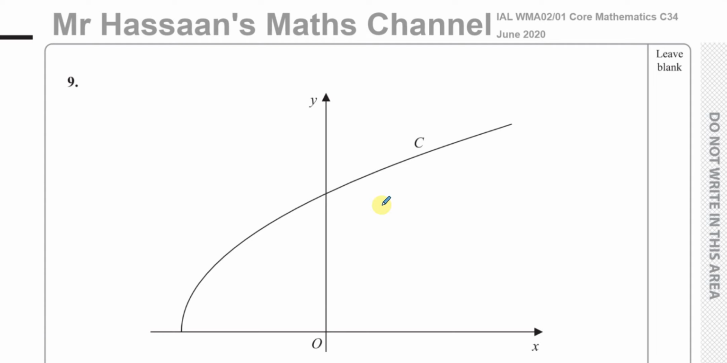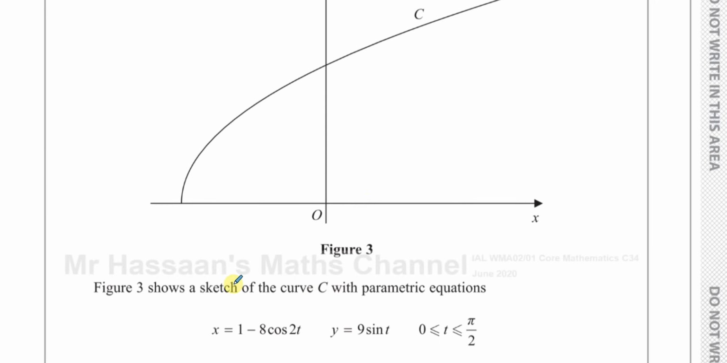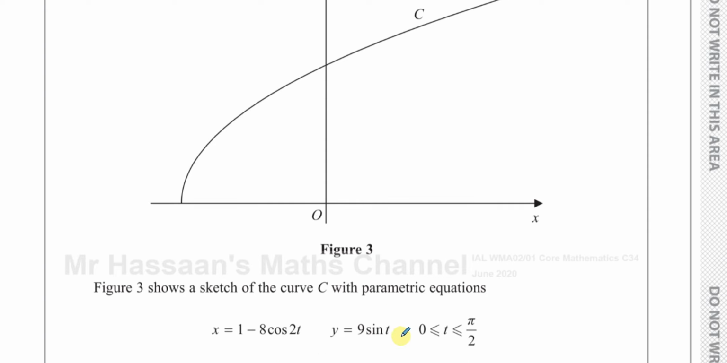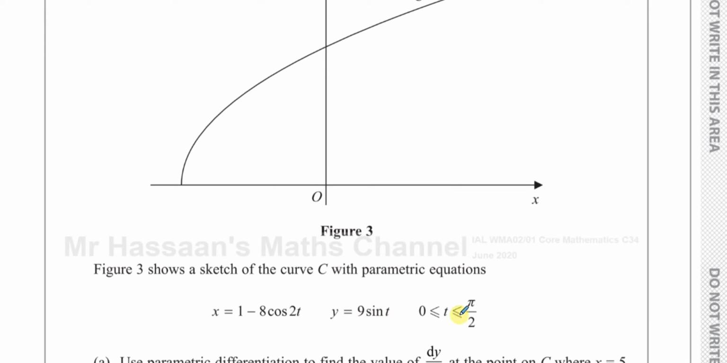So this question is telling us that figure 3 shows the sketch of a curve called C, and it's given us the parametric equations which define that curve. It's defined as x equals 1 minus 8 times cosine 2t and y equals 9 times sine t, and t is between 0 and pi over 2. That's the domain of this in terms of t.